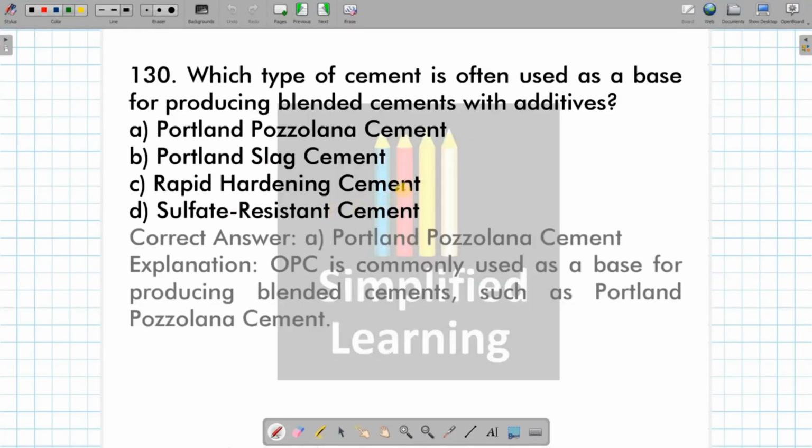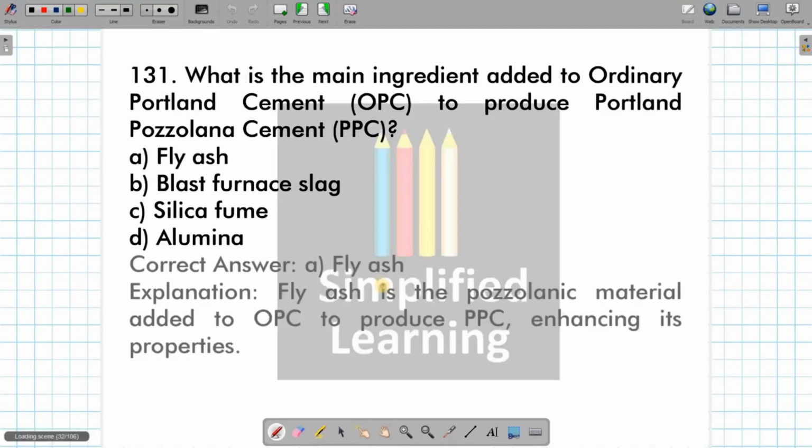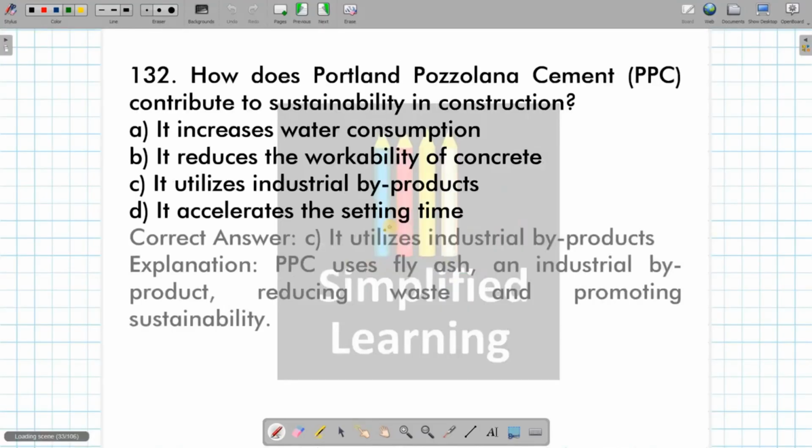Then which type of cement is often used as the base for producing blended cement with additive? Okay, the answer is Portland pozzolana cement. OPC is commonly used as the base for producing blended cement such as Portland pozzolana cement. Then what is the main ingredient added to OPC to produce PPC, that is Portland pozzolana cement? See, fly ash plus OPC is going to give us PPC. Always remember this, OPC plus fly ash is equal to PPC, that is Portland pozzolana cement.